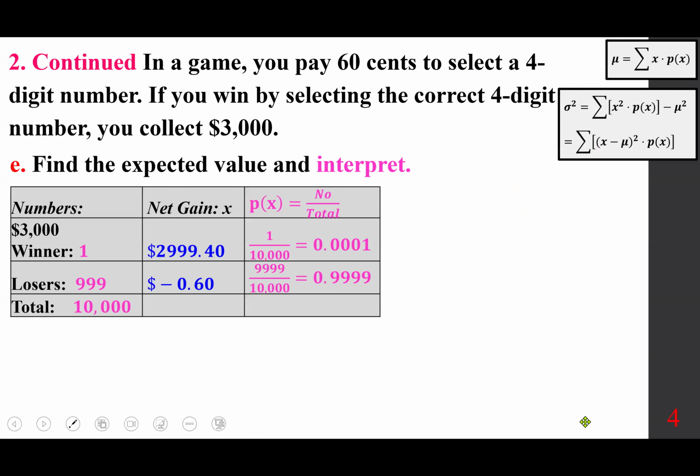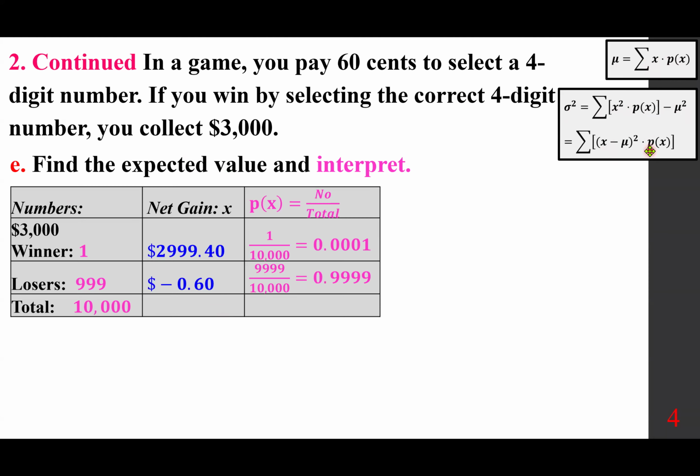Now, find the expected value and interpret. This is the table we made up on the previous page. I'm going to remind you the formula for a discrete random variable. Mu is summation of x P of x. Sigma squared is summation of x squared P of x minus mu squared. And it can be shown that it's the summation of x minus mu quantity squared times P of x.